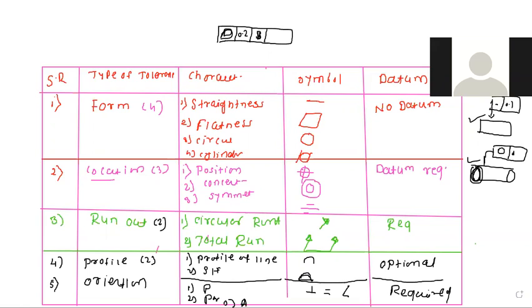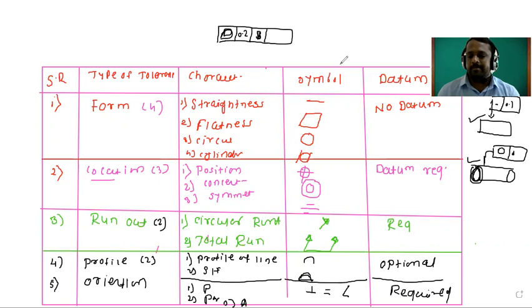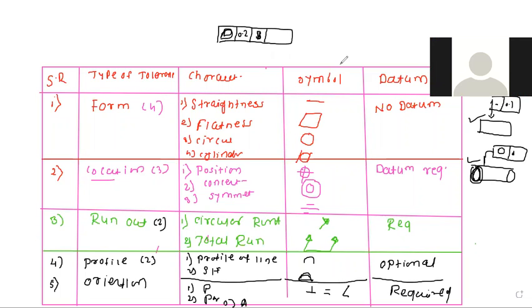Can I ask you one question? Yes, yes, wait two minutes. Why do we use geometric dimension and tolerance in engineering drawing? Yes, please. Why do we use geometric dimension and tolerance in engineering drawing? How will we answer this question?